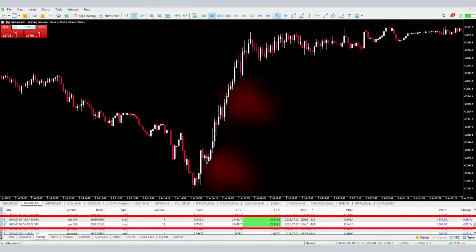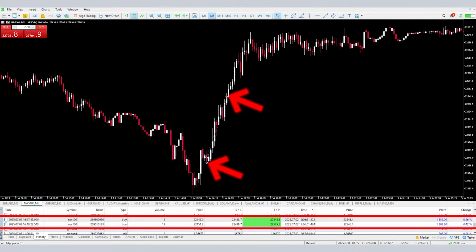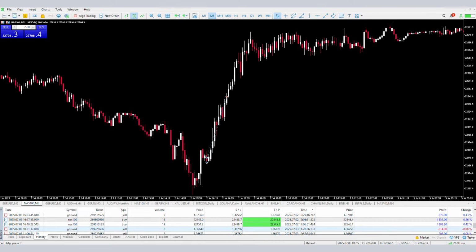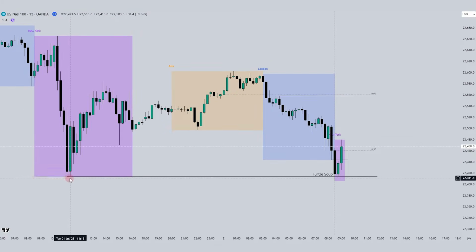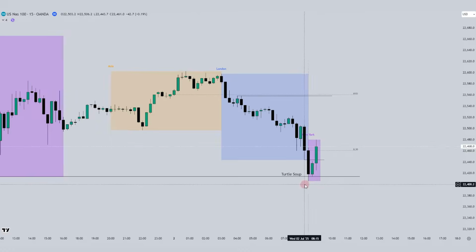I'll show you how I waited for the run on liquidity, what confirmation I needed, where I hid my stop, and how I accompanied the position. The chart, step-by-step instructions, and all details that turn school Turtle Soup into a truly profitable tool. Let's go.